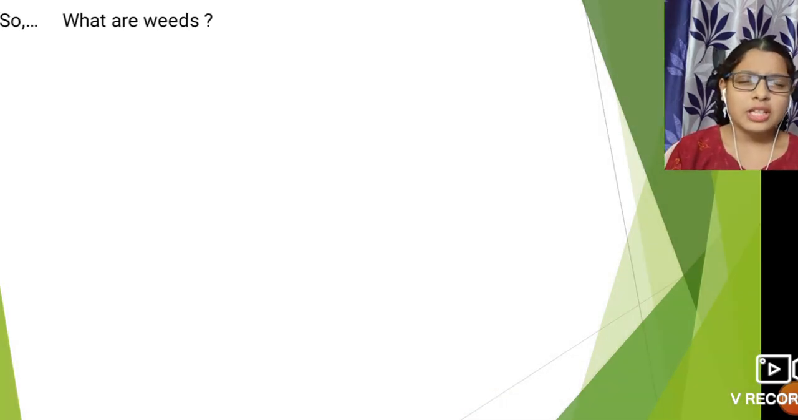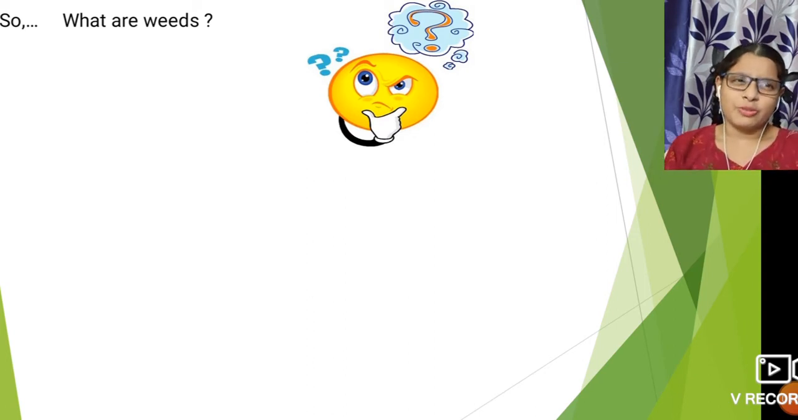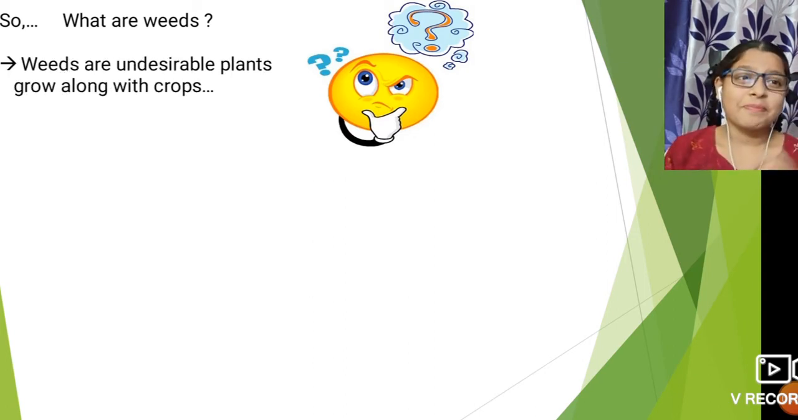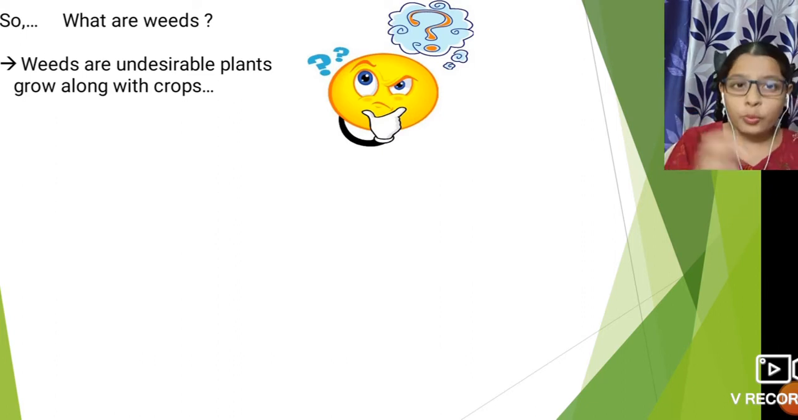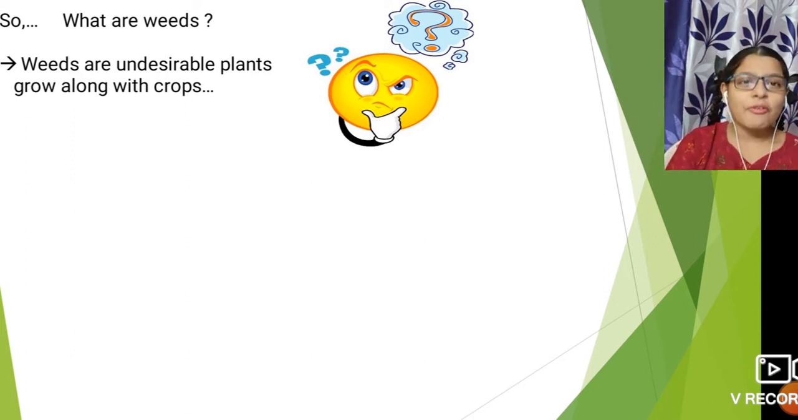So, what are weeds? Weeds are the undesirable plants grown along with the crops. Weeds are the undesirable or unwanted plants which grow along with the crops.